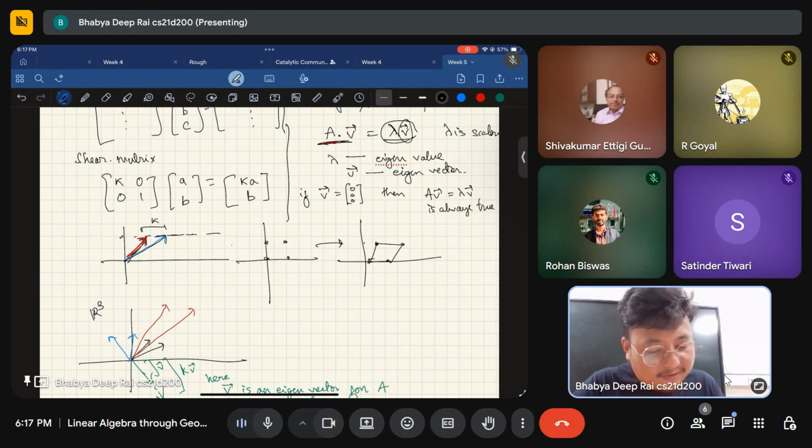I just put 0 out here. A scalar multiplied with the 0 vector is 0, and any matrix multiplied with the 0 vector is 0. So I will insist that v needs to be non-zero, because v being 0 is always a trivial solution. Therefore, v is taken to be non-zero.